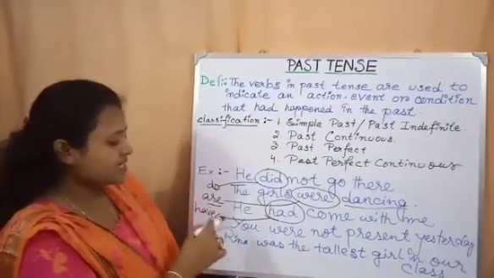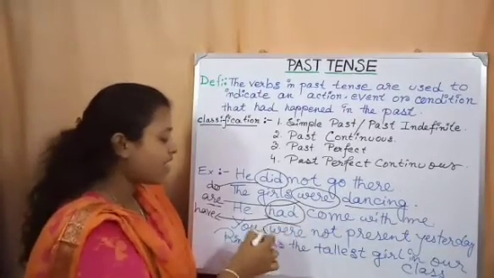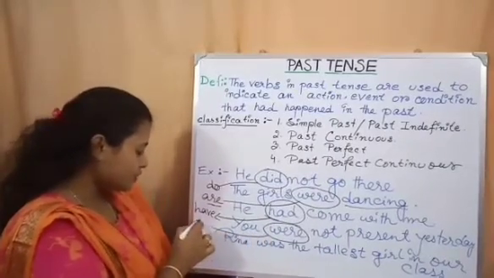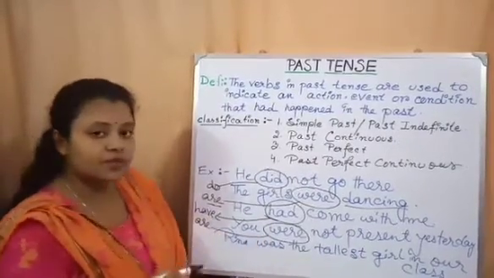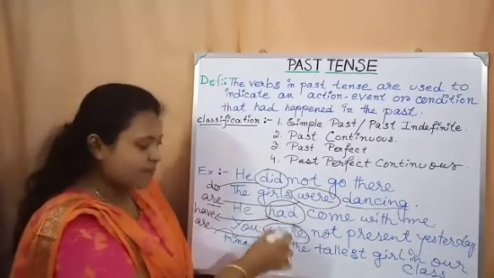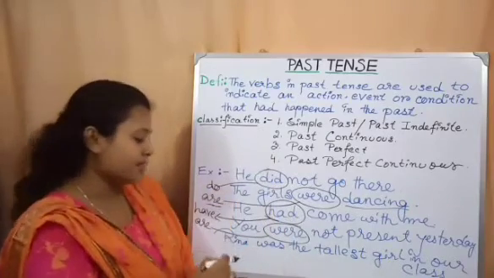Now come to the next sentence. You were not present yesterday. Here, were is the past tense of the verb are. The to be verb is are, and were is the past tense. So that is why the sentence is also written in the past tense.